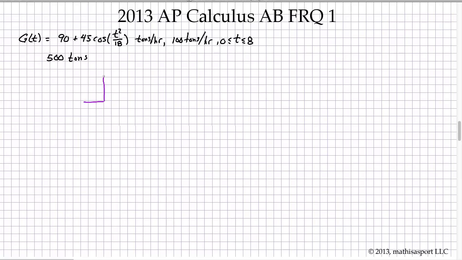So there's some sort of factory, and we may as well put a smokestack on it, because what would a factory be without a couple of smokestacks? And what comes into the factory is unprocessed gravel, and it comes in at a rate g of t. Now I'm going to talk about that a little bit more in a minute. And it leaves, or is processed rather, at a rate of 100 tons per hour.